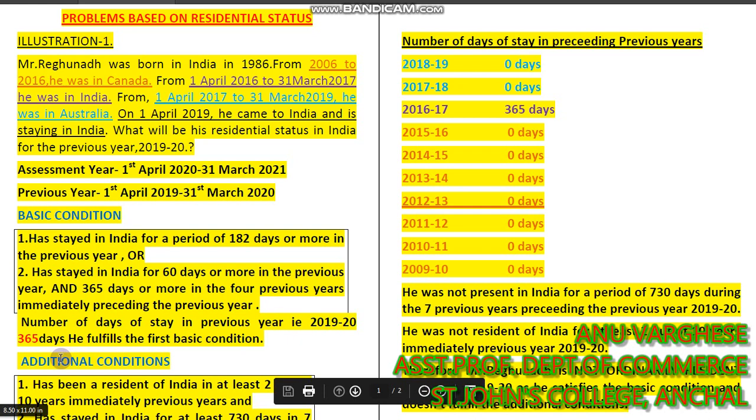Now the second step is, in order to determine whether the assessee is ordinarily resident or not ordinarily resident, we have to check 2 additional conditions. Okay, so now we can check whether the assessee is satisfying the basic condition.